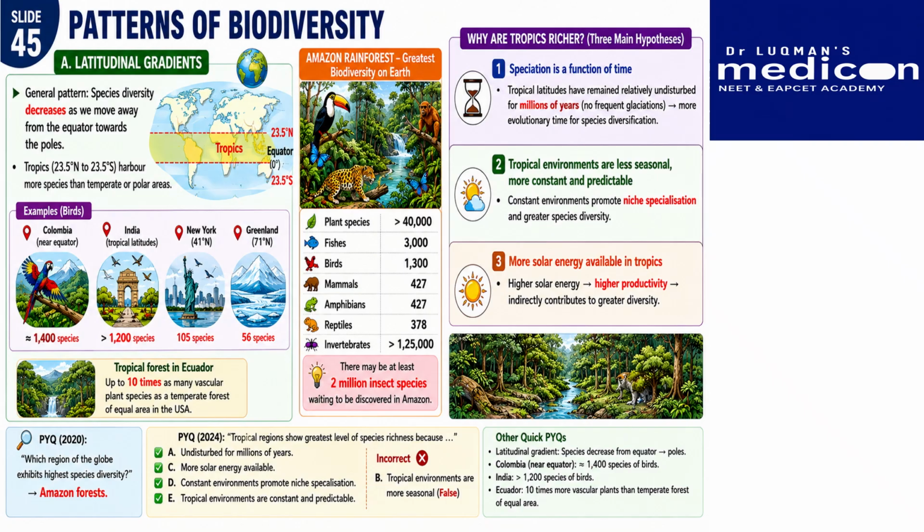So an assertion-reason or statement-based question, or a why-is-this-happening type of question, can be expected on why the tropics are richer when it comes to species diversity. Now, the second reason is that tropical environments are less seasonal, more constant and predictable. Constant environments promote niche specialization and greater species diversity. More solar energy is available in the tropics. Higher solar energy, higher productivity, indirectly contributes to greater diversity. Stop the video and study the previous year question.